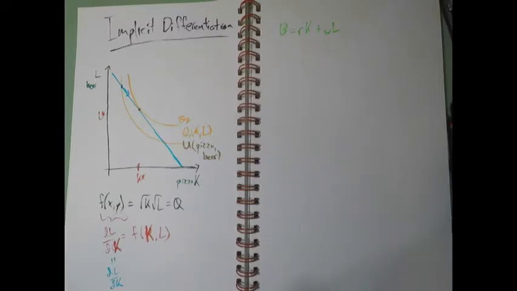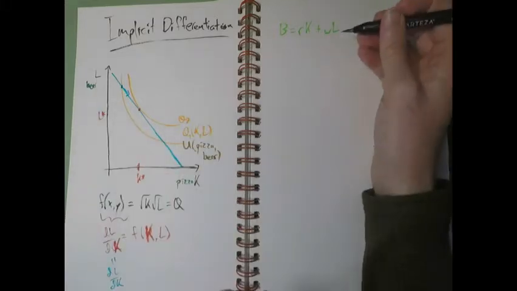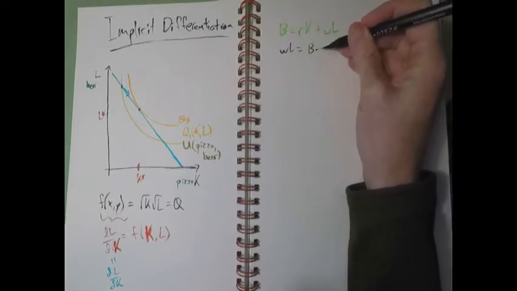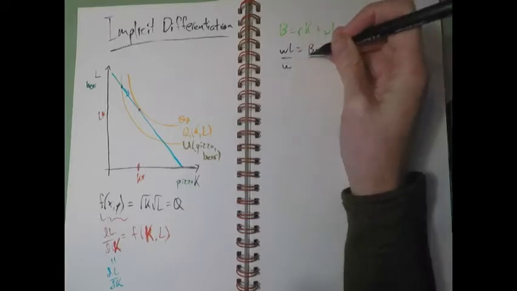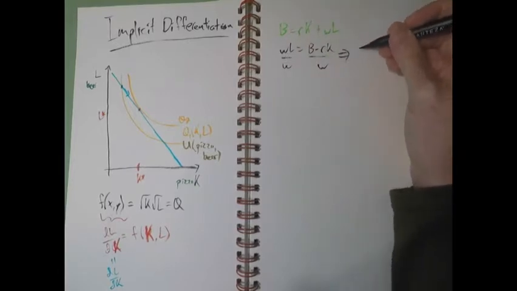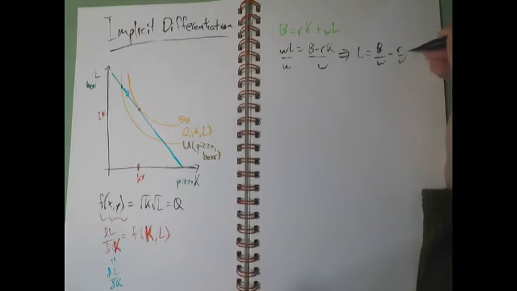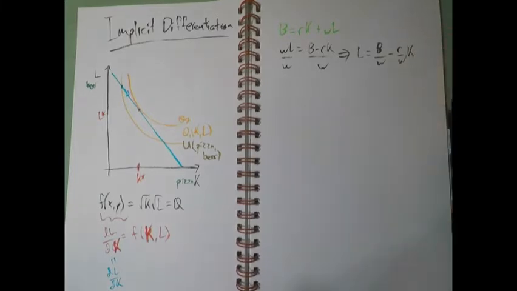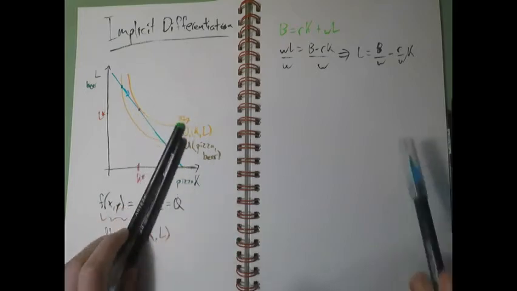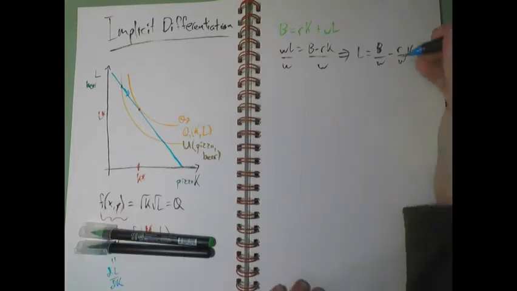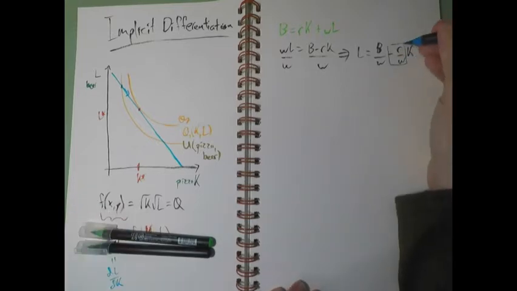Now, the easy thing to do here is to rearrange. So we want L as our y variable. So what do we get? We get WL equals B minus RK, divide both sides by W, and this gives us L equals B over W minus R over W times K. And the derivative of this to give us the slope, dL/dK, well, that's pretty easy. It's just going to be minus R over W.